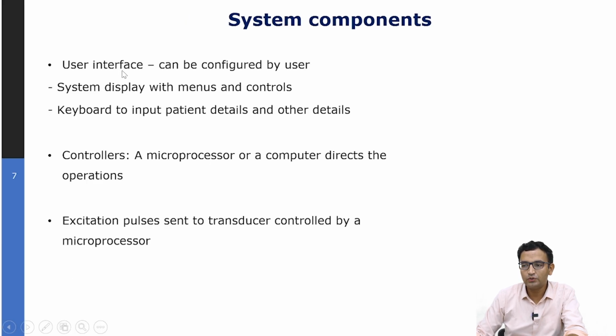When it comes to the user interface, it can be configured by the user. You have a system display with menus and control. You can pull up certain data. You can add information about the scans or the patient details and other details about the scan parameters. Typically, there's a microprocessor or a computer which directs the operations of this ultrasound scanner, and the excitation pulses which are sent to the transducer. These high voltage pulses are typically controlled by a microprocessor.